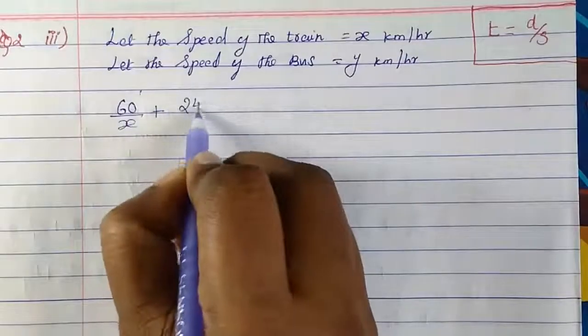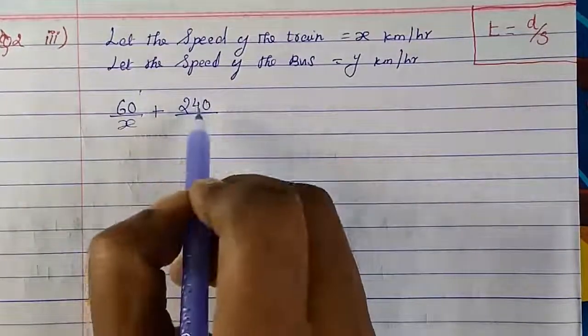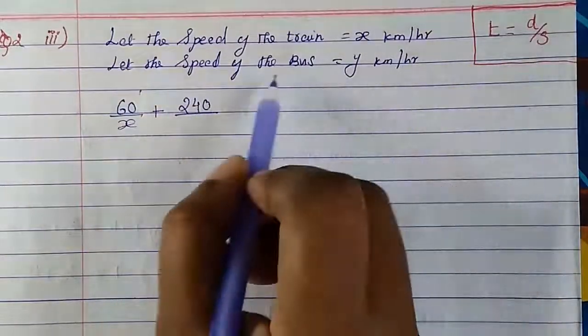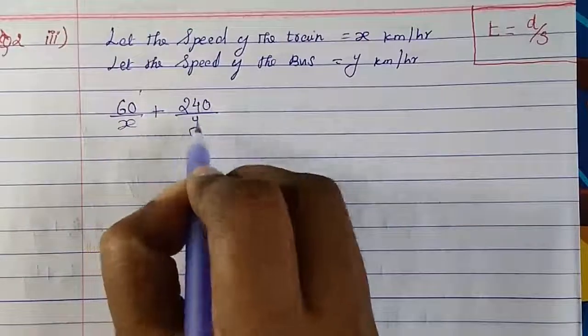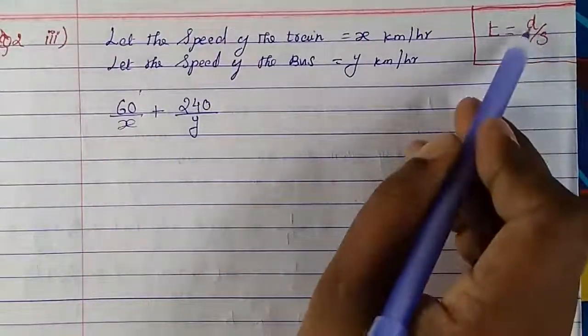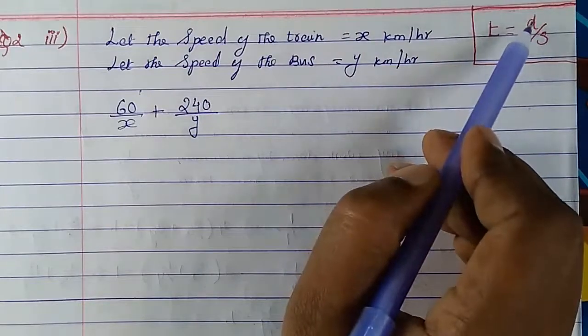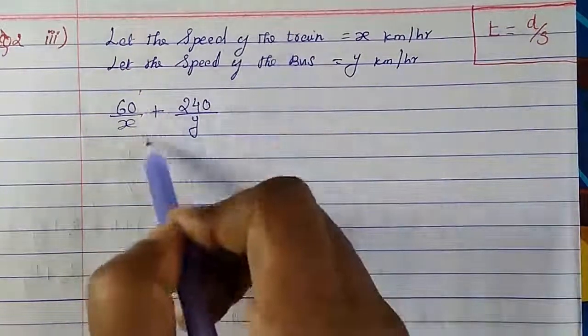So you will get 240 remaining kilometer by bus, and the speed of the bus is what? S is y. In this formula we are putting the distance of the train and speed of the train, then distance of the bus and speed of the bus. So that's what we have written.